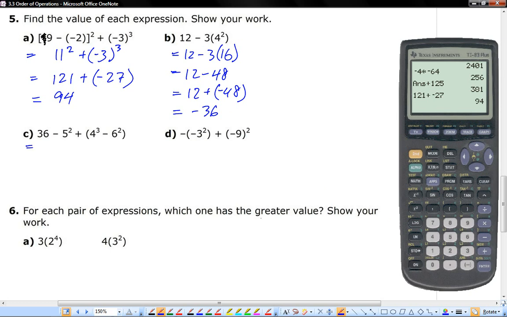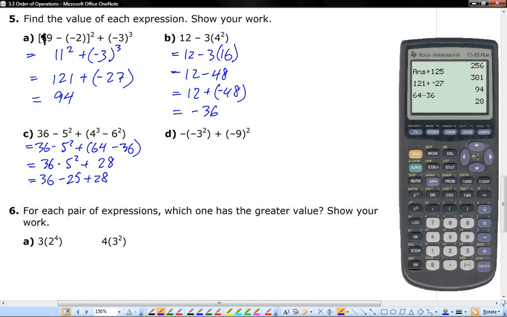Next one, part C, we've got some operations to do inside brackets, so we'll do that first. And inside the brackets, we need to do the exponents before the subtraction. So 4 cubed is equal to 64. 6 squared is equal to 36. I'm going to subtract. And 64 minus 36 gives me 28. I'm also going to do this exponent here of 5 squared, which is 25. I'm going to do 36 minus 25 is 11, and then add the 28, and that gives me 39 is my final answer.